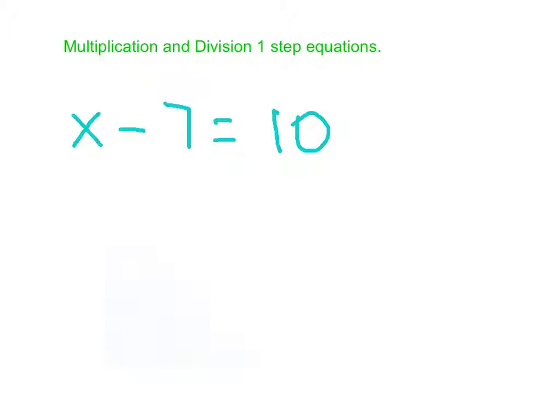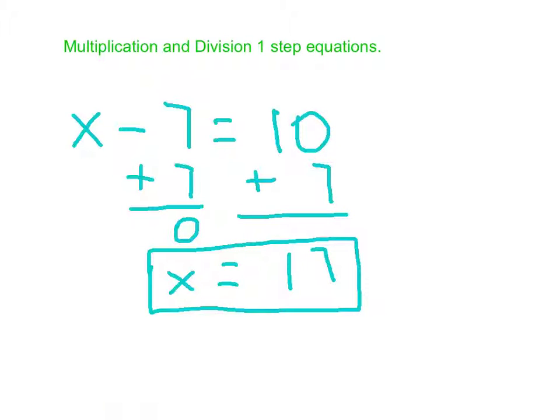The way to solve addition and subtraction equations is to remember to undo or do the inverse operation. To use inverse operations, you have to use the opposite operation, and you have to do the operations to both sides of the equal sign. If the problem was x minus 7 equals 10, you would do the inverse operations to both sides of the equal sign. Then your answer would be x equals 17.